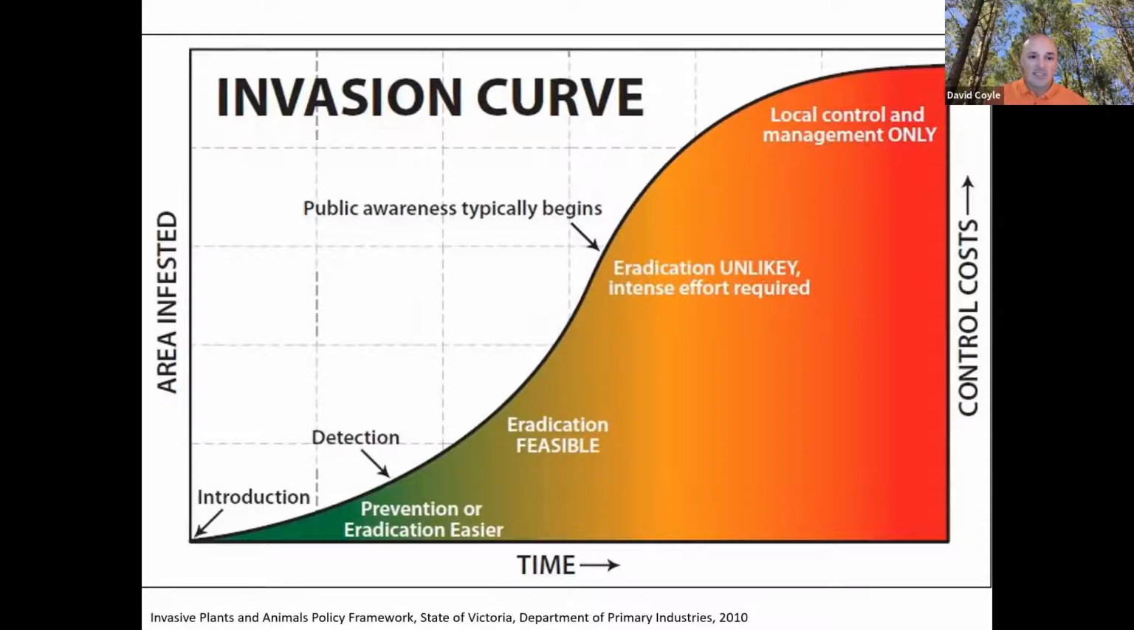You see detection is next there. At that point, you can still eradicate this thing, right? But the trick is trying to actually find it and figure out that it's there. By the time a lot of people recognize it and public awareness happens, you're into that yellowish area where it's unlikely that you will eradicate that pest. It would take an intense effort, but usually it does not happen.